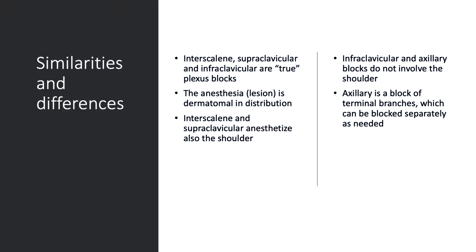And on the other hand, when you're doing an axillary block, you are approaching the terminal branches, and it's not a true plexus block because you can isolate the different branches and produce anesthesia of what you need.